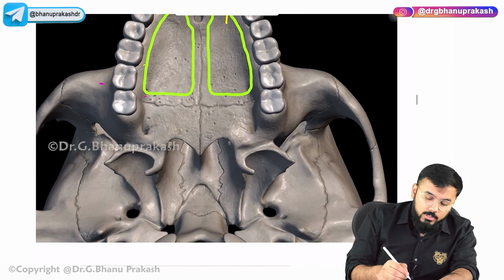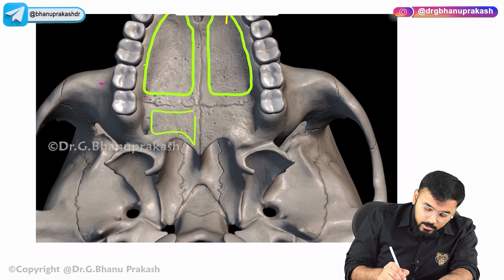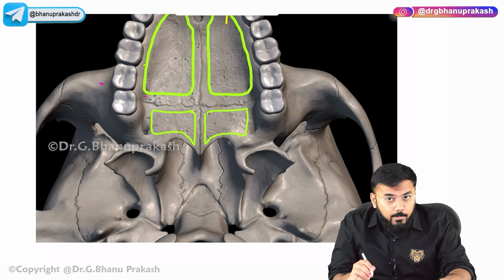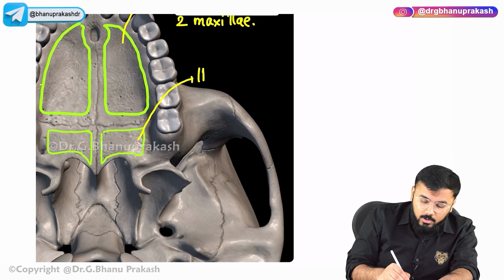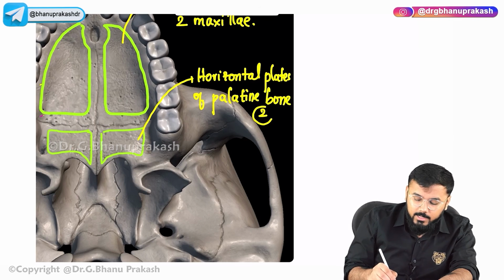Next, just below the palatine processes of these two maxillae, you have two more important structures. What are these two structures? These are called the horizontal plates of the palatine bone. These two over here are called horizontal plates. Horizontal plates of which bone? Palatine bone. How many are there? There are two.